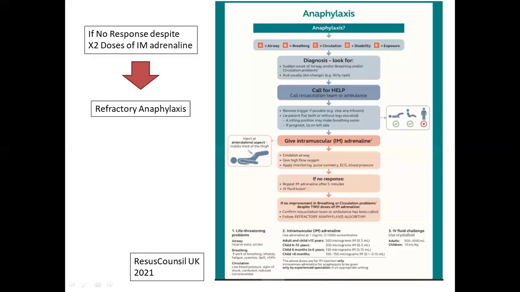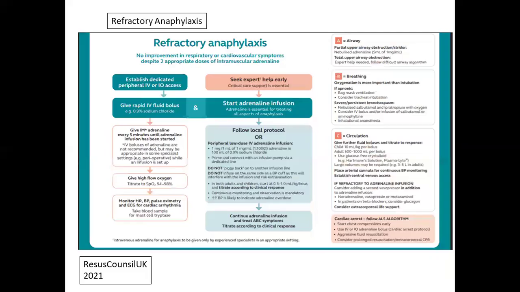And what is the refractory anaphylaxis pathway? If it is refractory, that means after the second IM there is no response, start IV adrenaline, give glucagon, consider noradrenaline and vasopressin, put the patient in the ICU and reconsider the diagnosis. Sometimes you might be dealing with something else.